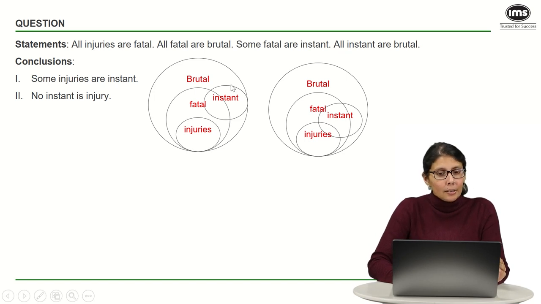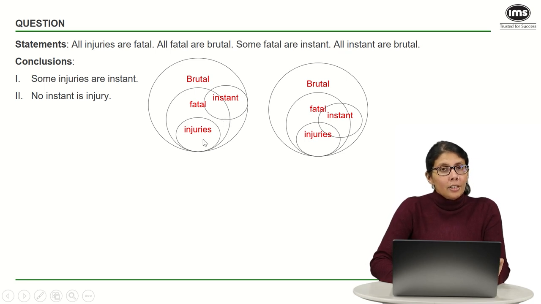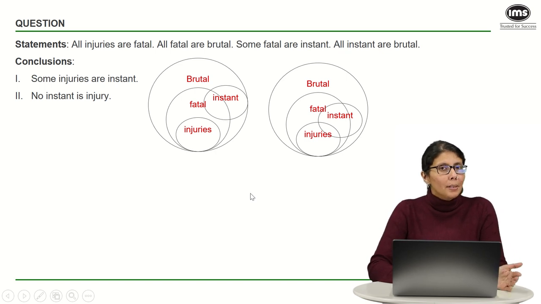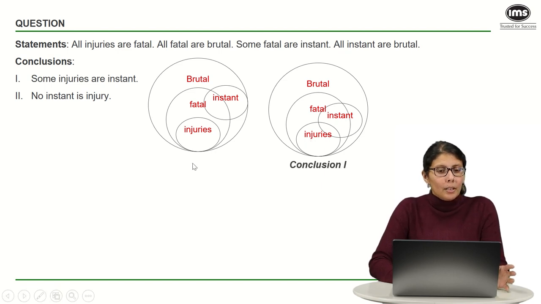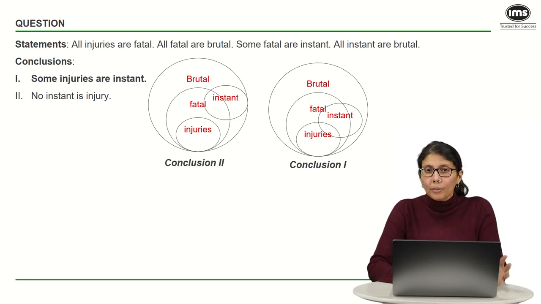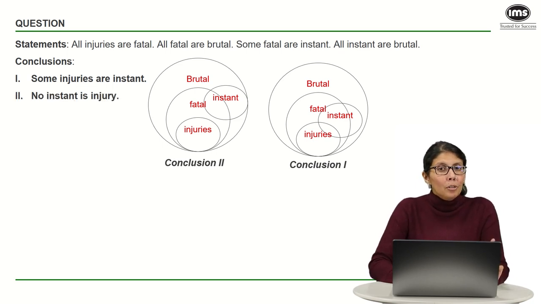Let's look at our diagram here. There are only 2 possibilities. Instant and injuries intersect or do not intersect. But one of these possibilities has to be true. What does that mean? What is the option that we select? Let's evaluate. If I draw it this way, I will get conclusion 1. If I draw it this way, I get conclusion 2. Both of them might possibly be true, but I can be absolutely certain that one of them is definitely true. I just don't know which one.